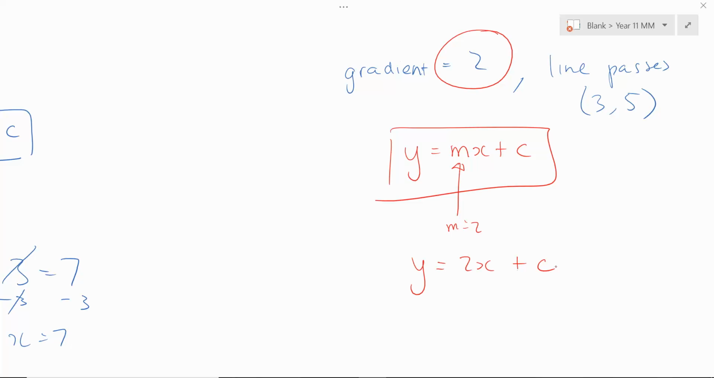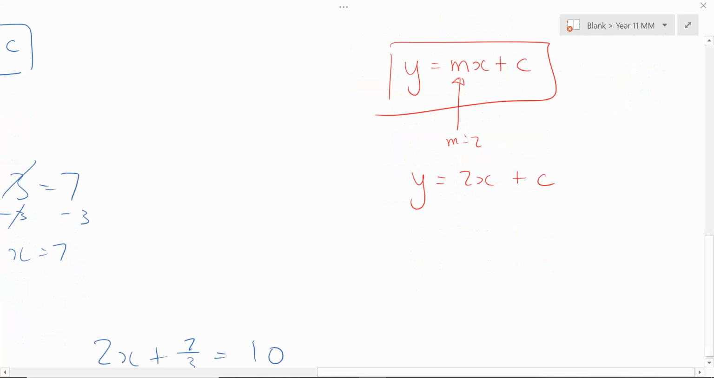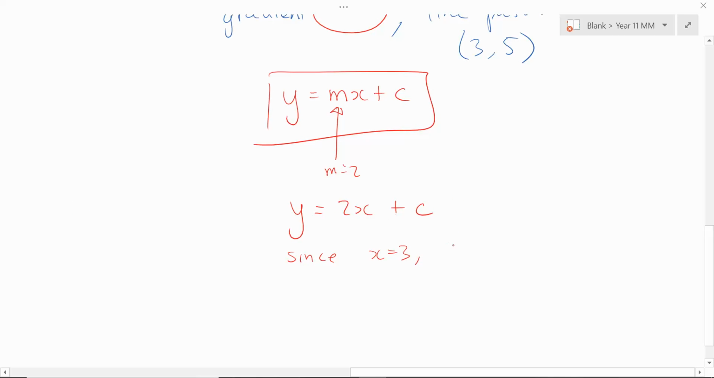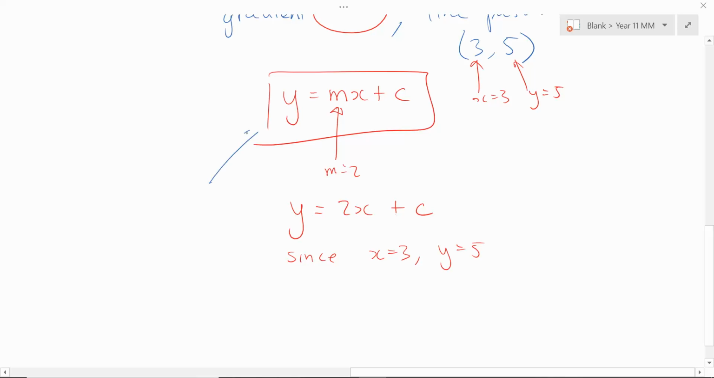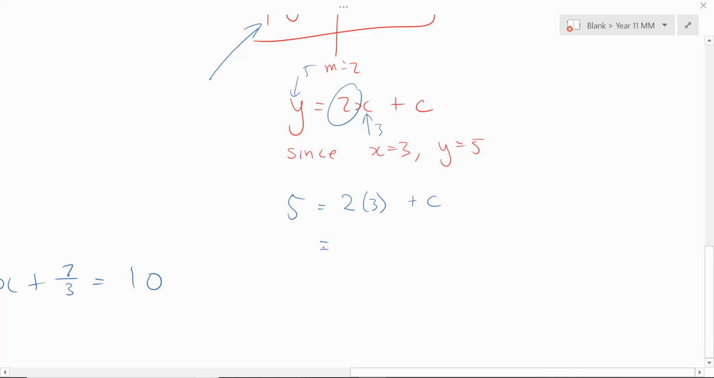So here we go. We're going to do this problem, exercise 2C. As you can see, since we know the line crosses when x equals 3, y equals 5, that's what this means. I know the gradient is 2, and when x is 3, y is 5, so you put it in. 5 equals 2 times x, which is 3, plus c. Let's work that out. 2 times 3 is 6. 5 equals 6 plus c.